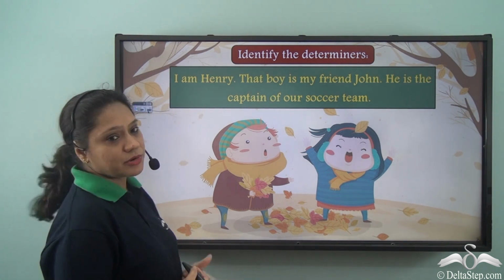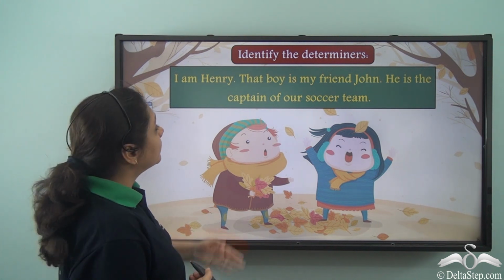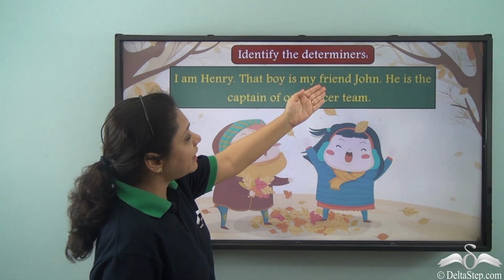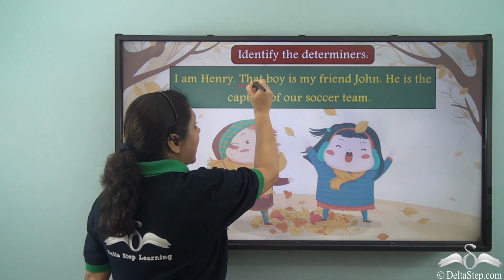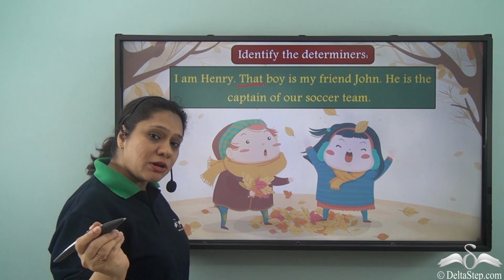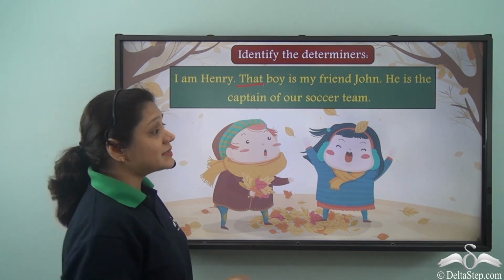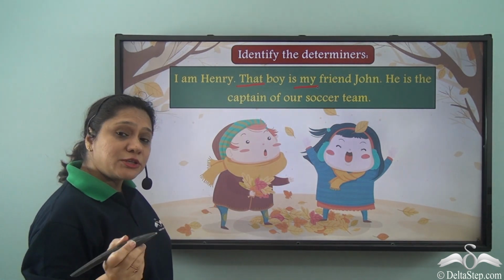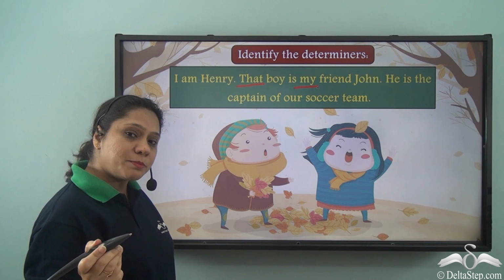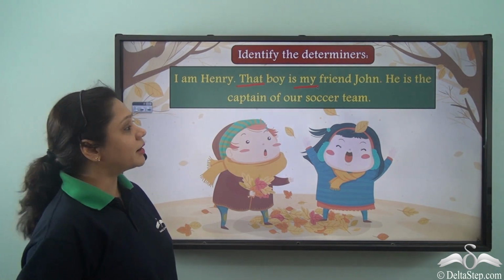I am Henry. Are there any determiners in this sentence? No. That boy is my friend John. Now in this sentence, that is referring to a particular boy, hence that is a determiner. When I say my friend John, my is referring to a particular friend by showing possession. So my is another determiner here.